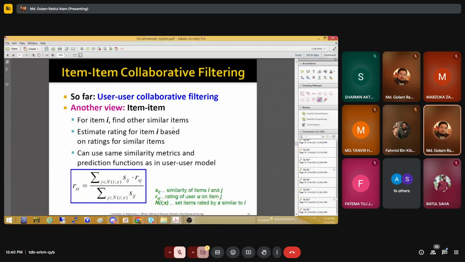Now what we have discussed so far is called user-to-user collaborative filtering. That means we have to find out the similar-minded users. But collaborative filtering can be item-to-item also. That is, we have to find out the item-to-item similarity. But again, for this similarity matrix we don't want to find out the feature values. Actually, we want to find out the rating similarity.